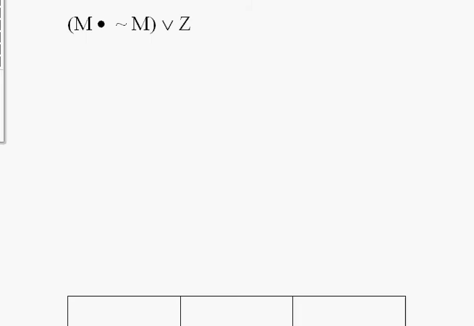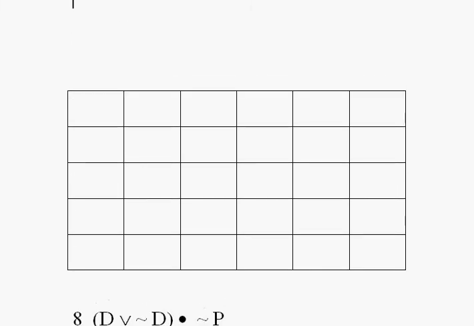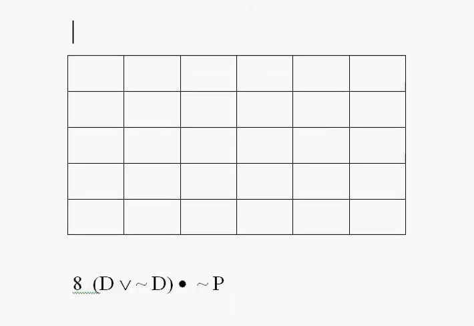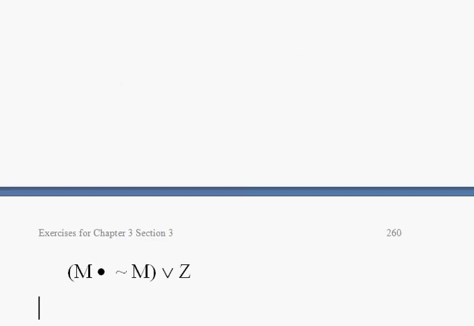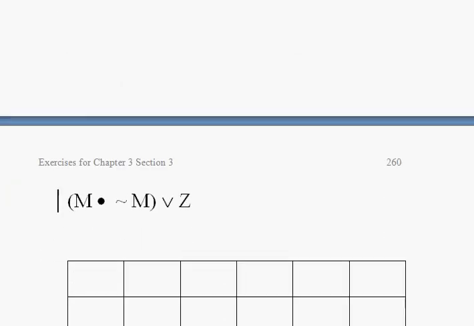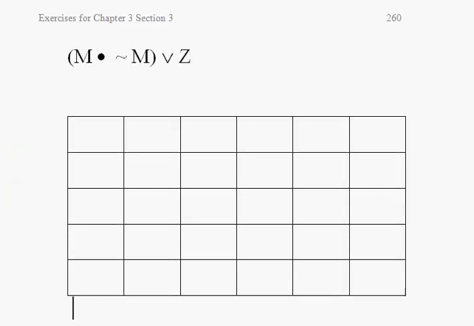And this is 4, 5, 6 wide. So we just insert a table that's 6 wide by, actually we're going to need to go 5 deep. And the reason we're going to have to go 5 deep is because we need the top line for tilde M, close parentheses, wedge Z.